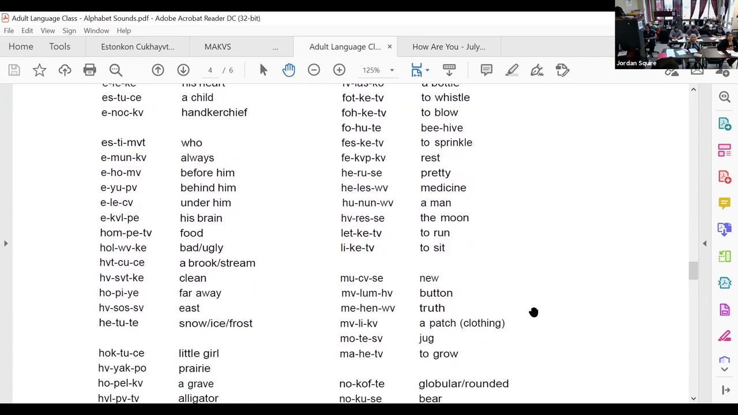Elijah. His brain, Igalbi. But remember, just the word brain in general is galbi. But this is saying his brain, so it's saying Igalbi. Okay. Food. Ombeda. Bad or ugly? Holwagi. A brook or stream?